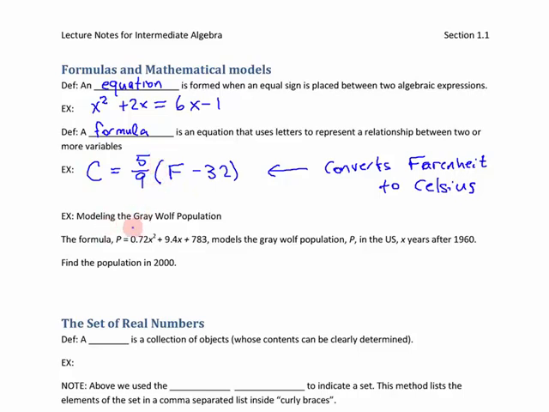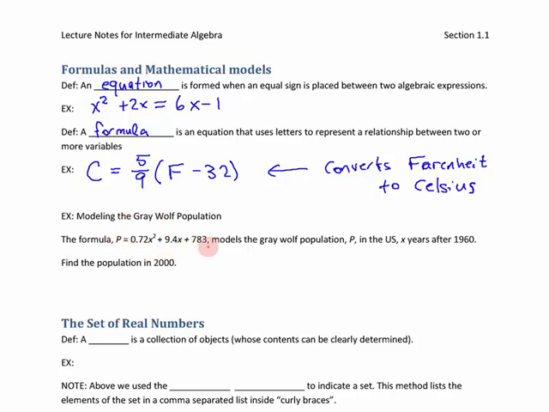Another example you see here that I've got is a formula for modeling a gray wolf population. This formula, P is equal to 0.72x squared plus 9.4x plus 783, models the gray wolf population in the United States, x years after 1960. We are asked to find the population in the year 2000.